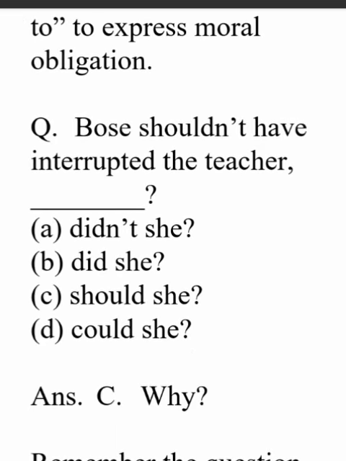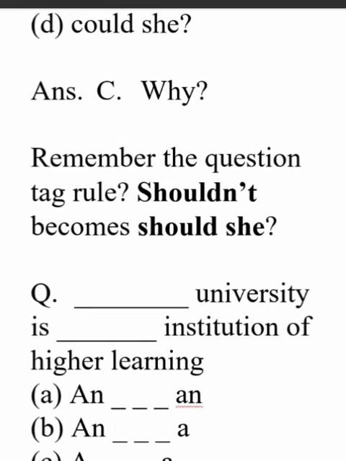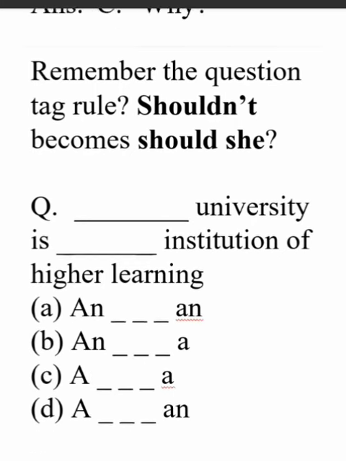Question. Bose shouldn't have interrupted the teacher, dash. A. Didn't she? B. Did she? C. Should she? D. Could she? Answer: C. Why? Remember the question tag rule. Shouldn't becomes should she.